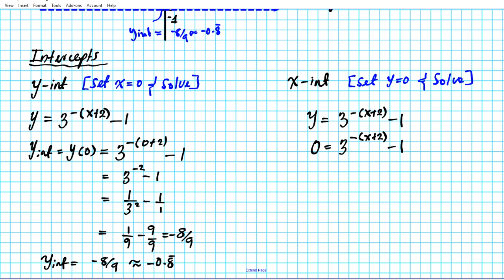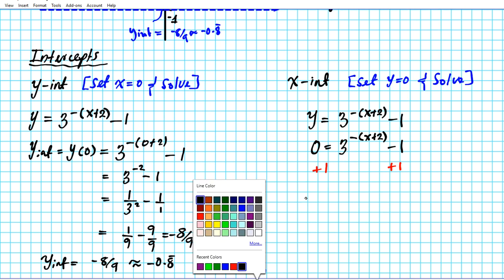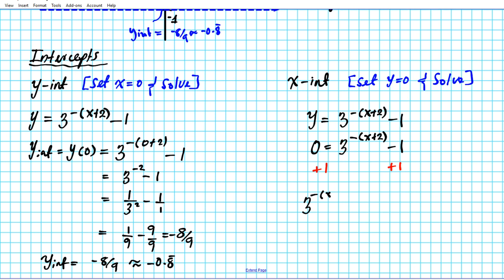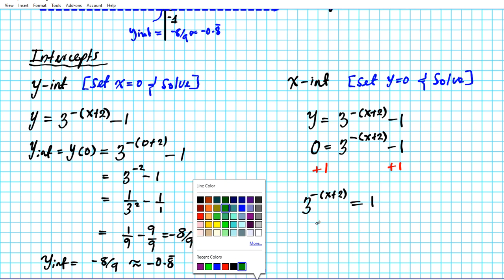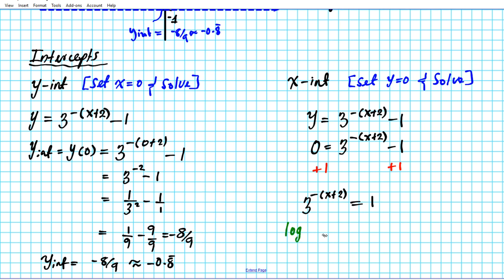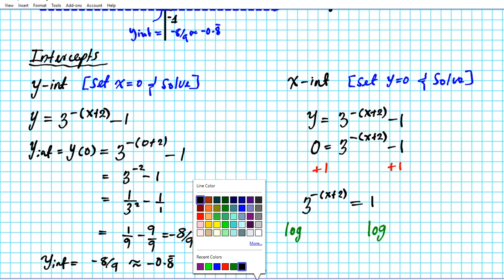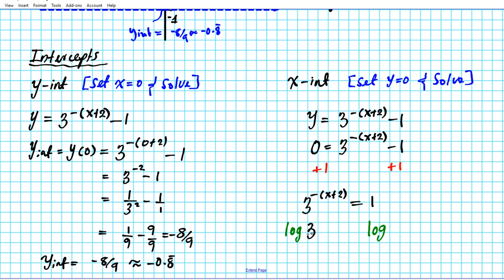Alright, so we add 1 to both sides of our equation. We can switch our equation around, so that gives us 3 to the negative quantity x plus 2 equals 1. Alright, so we need to power down this exponent. In order to do that, we can take the logarithm of both sides. We're going to use log base 10, so we can plug it into the calculator real quick. So the common log of 3 to the negative quantity x plus 2, and the common log of 1.